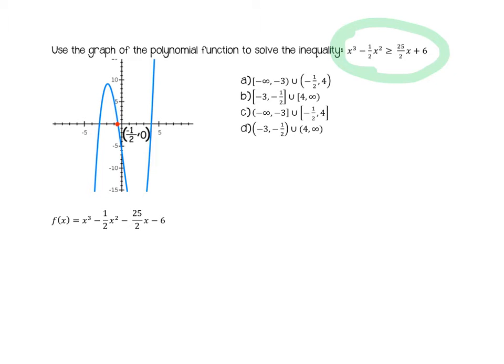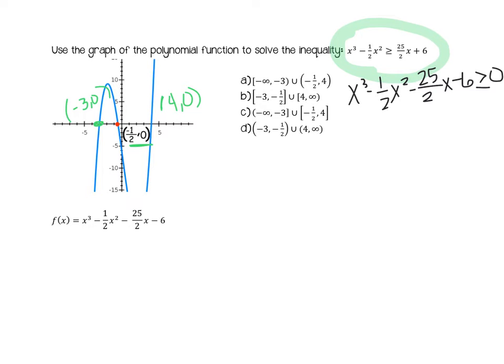I also see that I have been given the points. This one would be negative 3, 0, and this one over here would be positive 4, 0. And then, of course, I obviously have this 1/2 right here. So I basically have x to the third minus 1/2 x squared minus 25 over 2 x minus 6 is greater than or equal to 0.